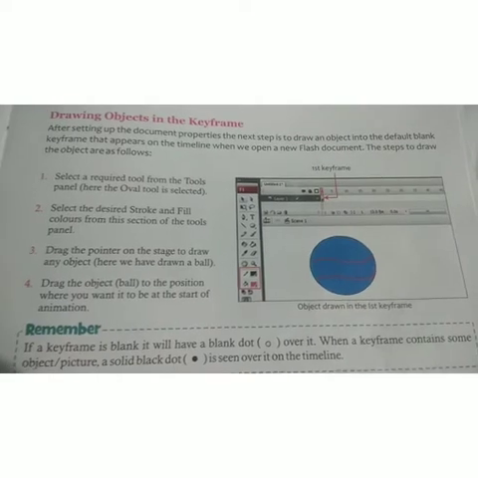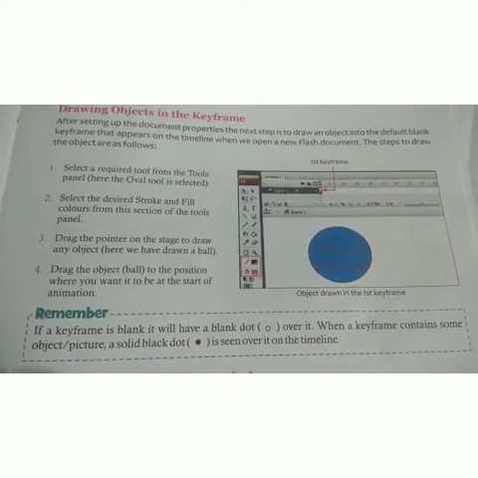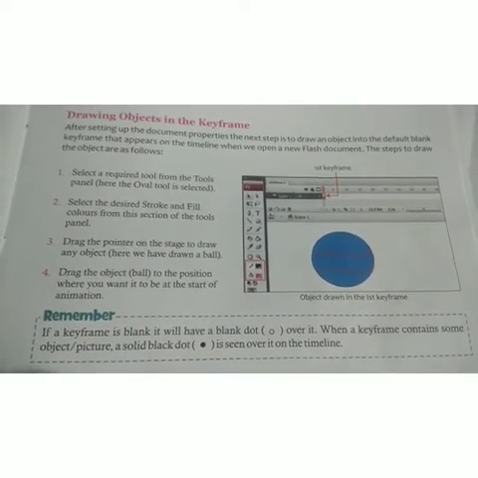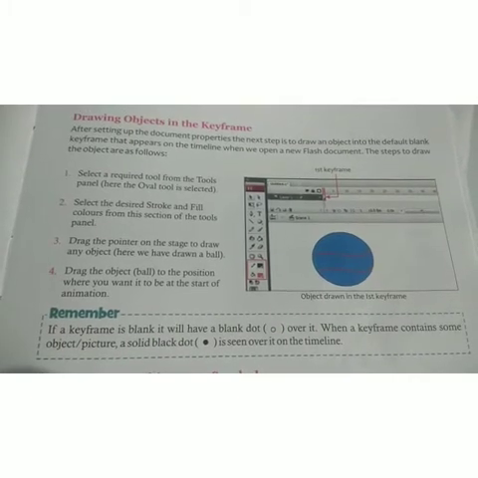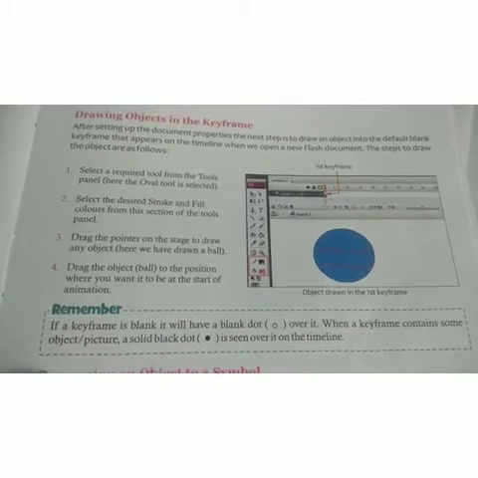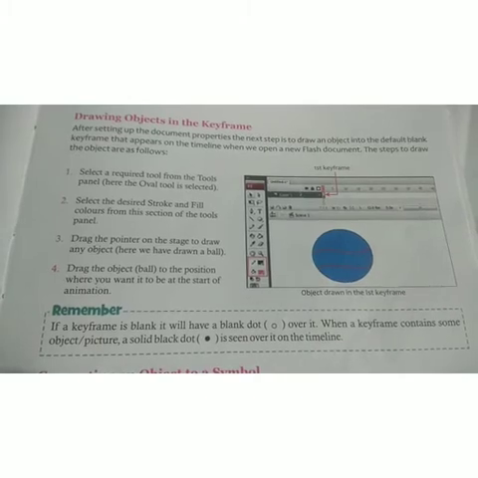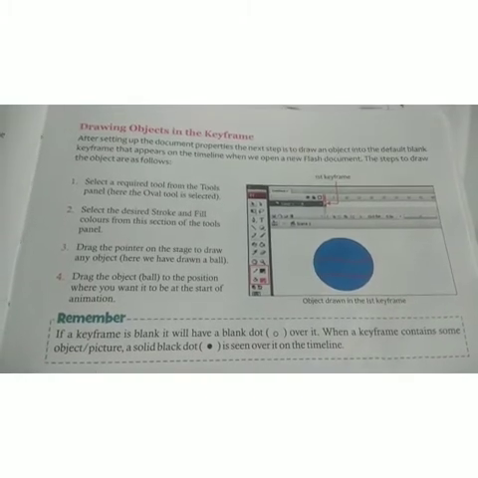Next, remember, if a keyframe is blank, it will have a blank dot over it. When a keyframe contains some object or pictures, a solid black dot is seen over it on the timeline.